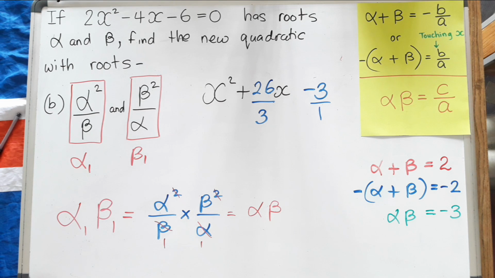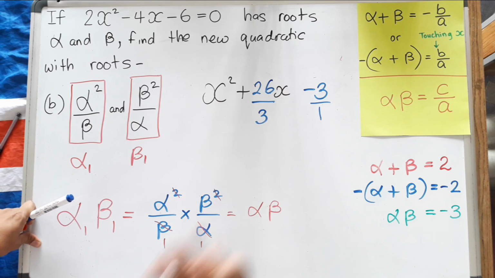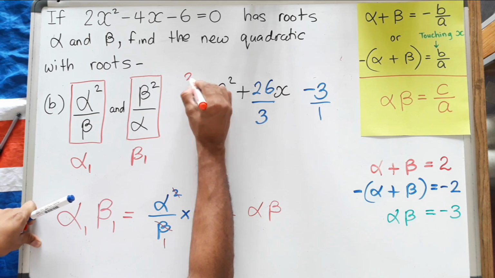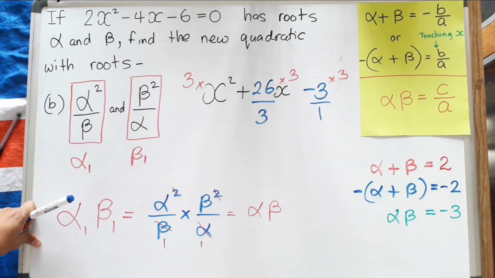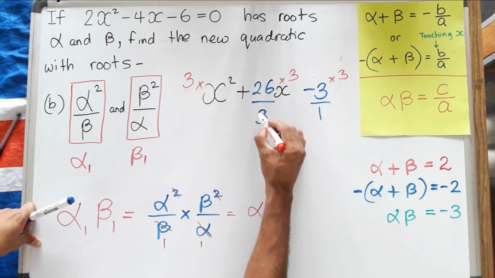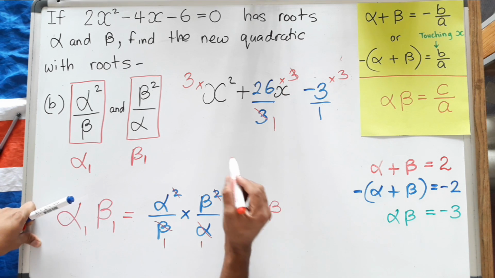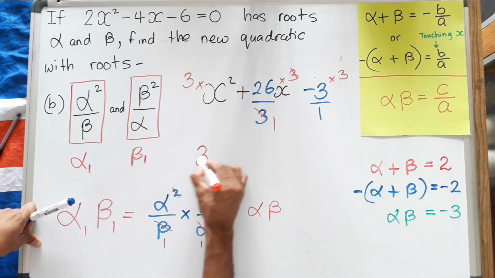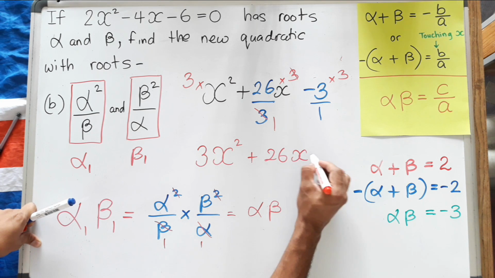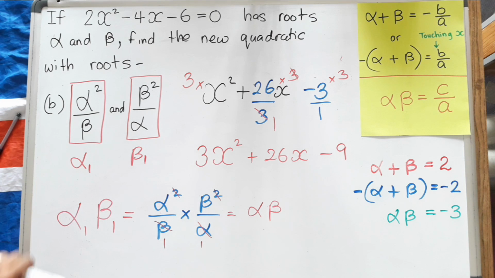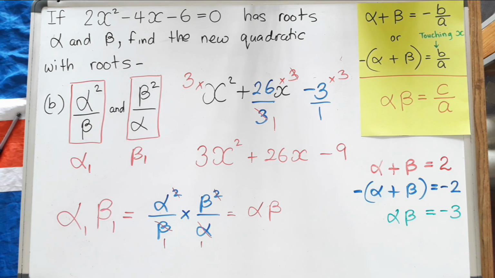Now this is obviously negative 3 on 1. We have a fraction. I think we should multiply everyone by the LCM, which is 3. So we're going to multiply by 3, by 3, by 3. Remember, the other side is equal to 0. 3 into 3 is 1. 1 into 3 is 3. Can't really do anything here. The final answer is 3x squared plus 26x minus 9. And that's the quadratic with these two new roots.